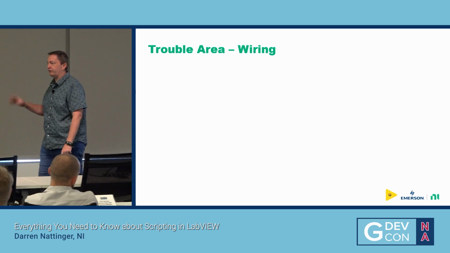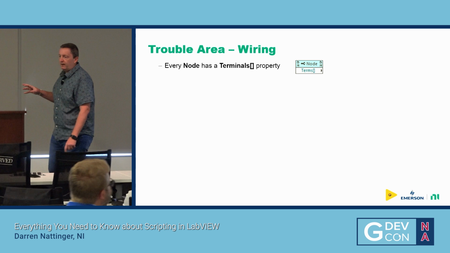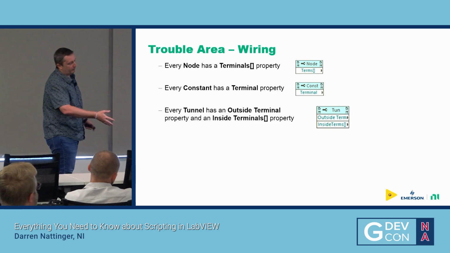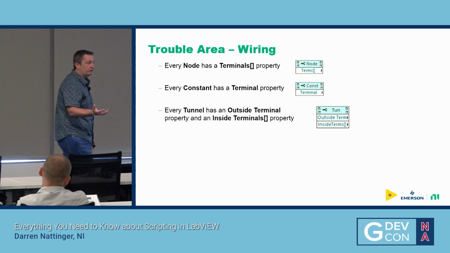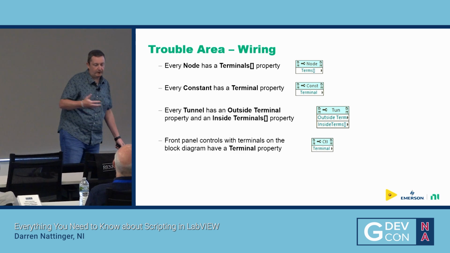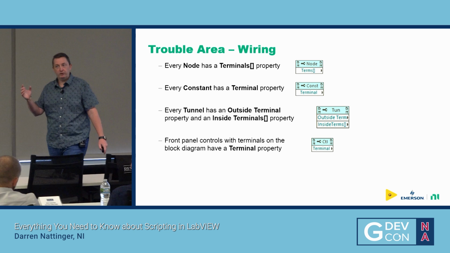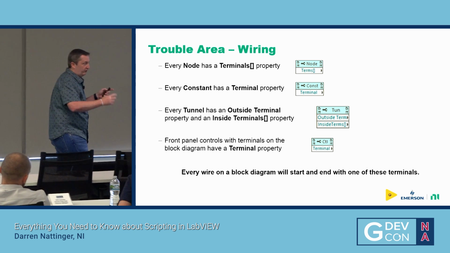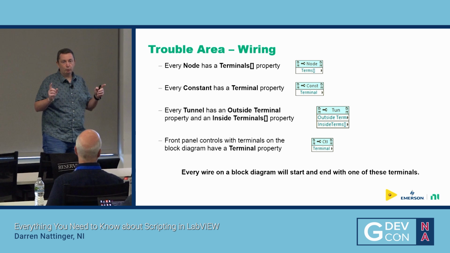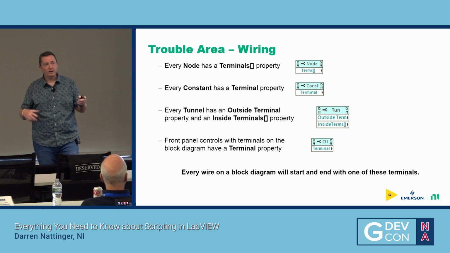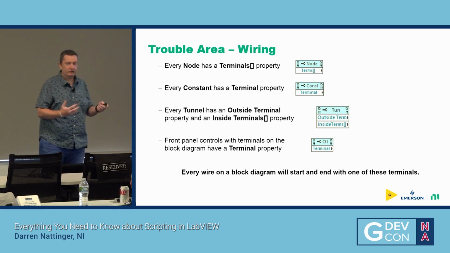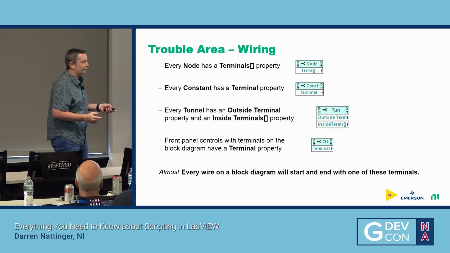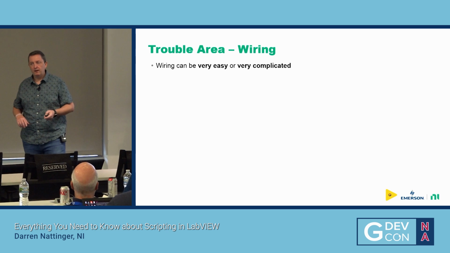Another trouble area in scripting is wiring. Every node has a terminals property. Every constant has a terminal property. Every tunnel has inner and outer terminals. I already talked about that. Front panel control terminals have a property. Every single wire on a block diagram is either going to start or end with one of these terminals that are shown on the screen. But since we're talking about scripting, there are exceptions to every rule, so almost every wire on a block diagram will start and end with one of those terminals. I'll show some exceptions here in a moment.